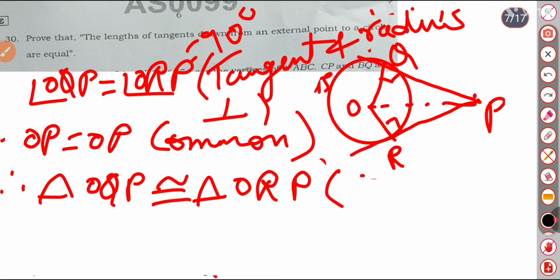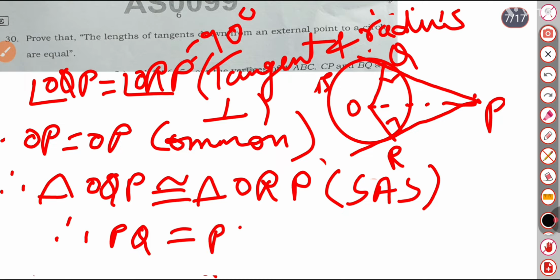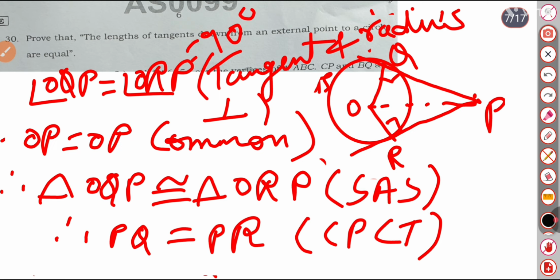Why? SAS postulate. Once we prove these two triangles are congruent, the remaining corresponding angles or corresponding sides will be equal. Therefore PQ is equal to PR, by CPCT, corresponding parts of congruent triangles. That's what we have to show.